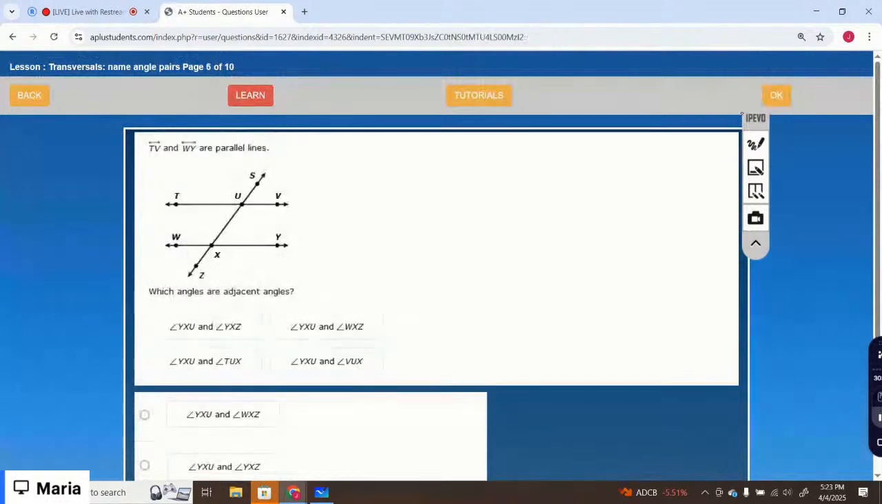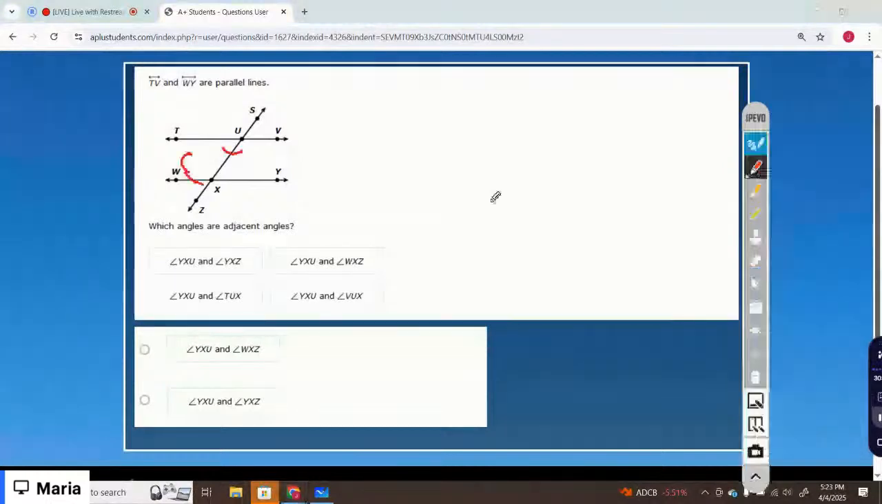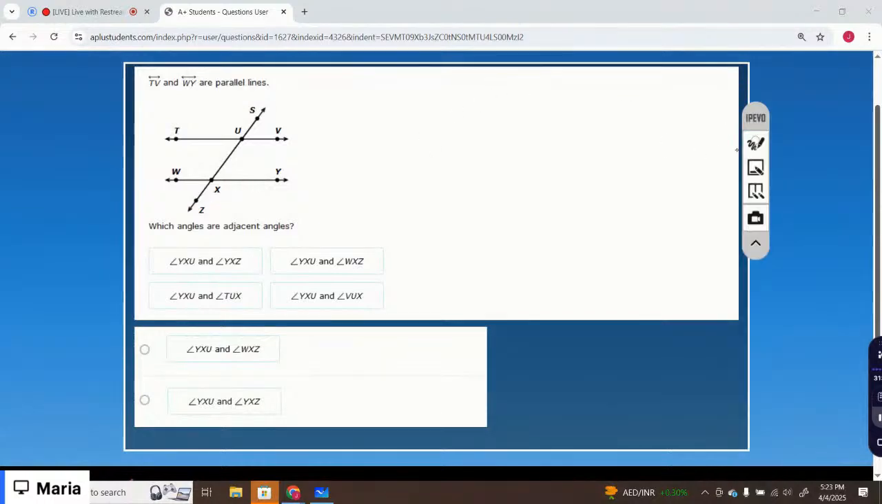PV and WY are parallel lines. Which angles are adjacent angles? YXU and YXZ. Yes, they are the adjacent angles. Option number two is the correct option. YXU and YXZ are the adjacent angles.